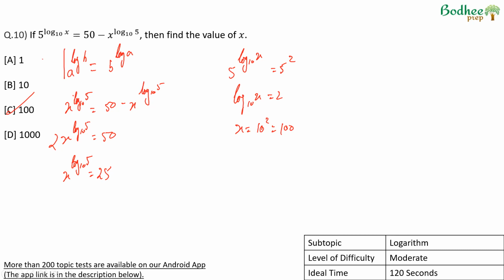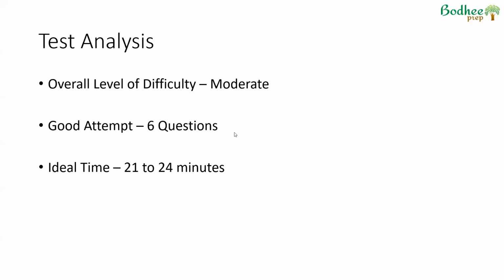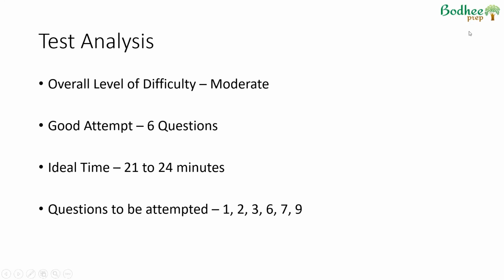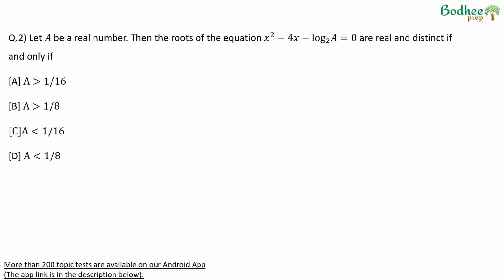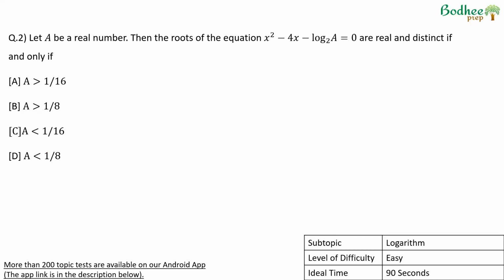So if we look at the overall test, moderate, 24 minutes, 6 questions. If I had to choose my 6 questions, they would be 1, 2, 3, 6, 7, 9. Which are these? I would count this as an attempt because it's a standard question. Similarly here, basic discriminant 0, getting the answer.